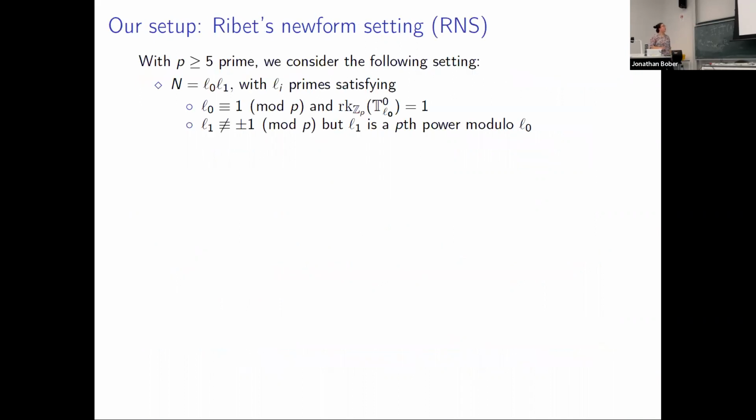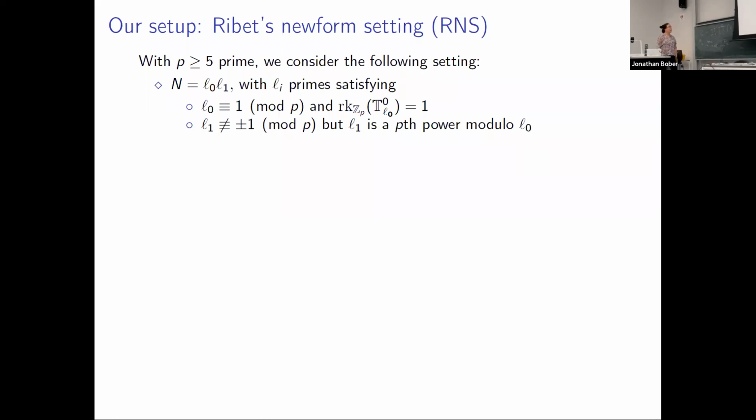All right, so what is our setup? So I'll refer to our setup as Ribet's newform setting, which I'll explain momentarily. And so we're going to stick with weight 2 modular forms, but now we're going to allow our level to be divisible by 2 primes, and they'll have very specific conditions. So the first is that L0 should be congruent to 1 mod P, and we're going to impose the condition that the rank of the Hecke algebra at level L0 is 1. And so this is putting us exactly in Mazur's case that he studied on the L0 level. And the assumption that we just have one oldform here, the rank is 1, that's just to make our lives nice. So there's no mathematical reason why we should have to impose that.